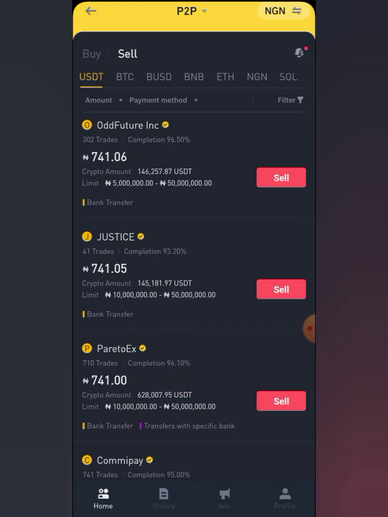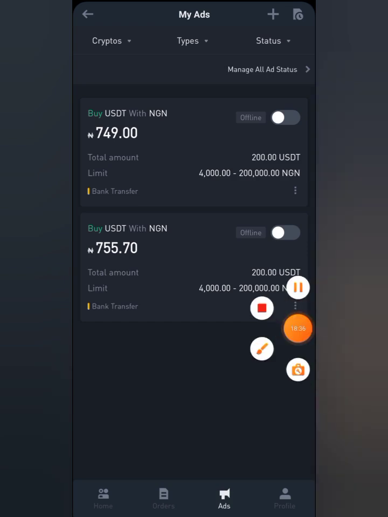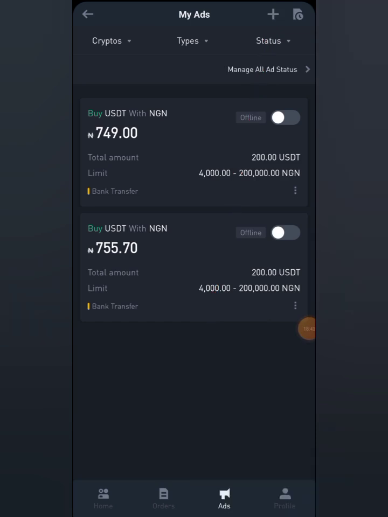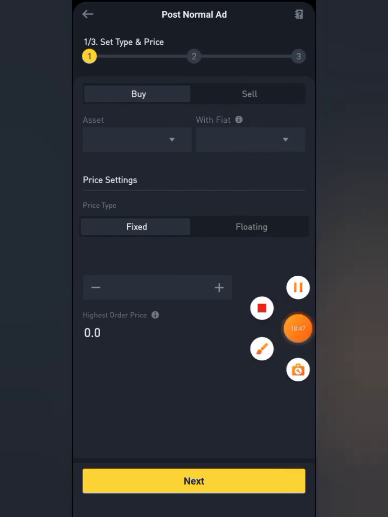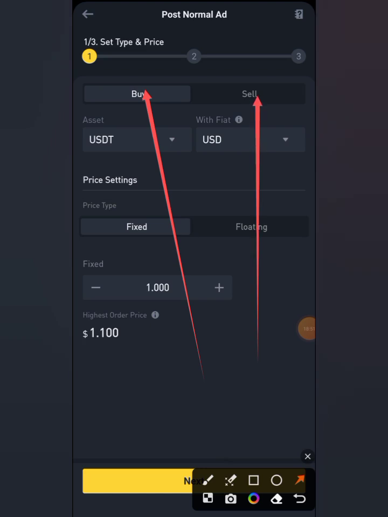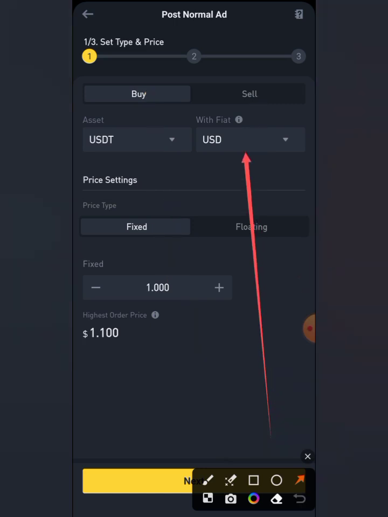So once you have seen the price, you go back to your ad and click on set up your ad. You come to this place, see this plus button, you click on it. Once you click on it, it's going to bring out another section. Remember, we are setting up a buy ad and not a sell ad. So it's already on buy. I'll continue. What I need to do next is that I'll change my fiat currency.